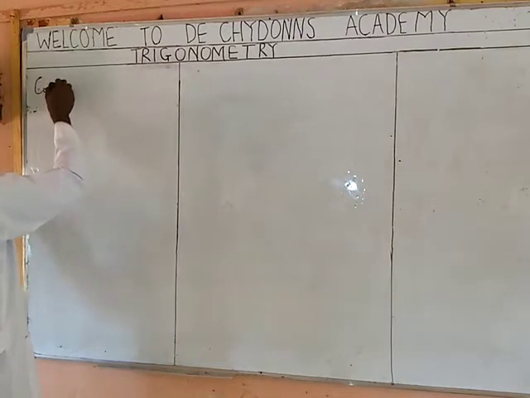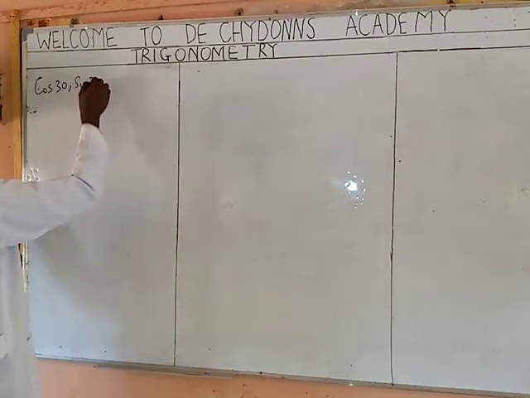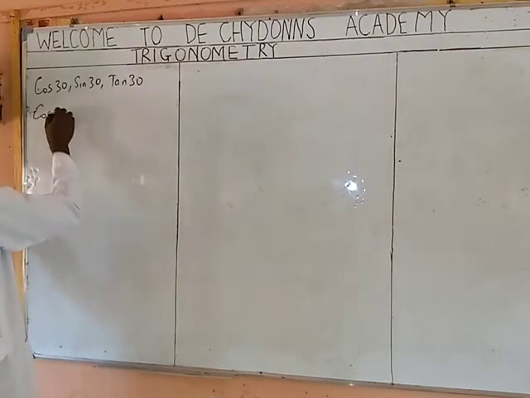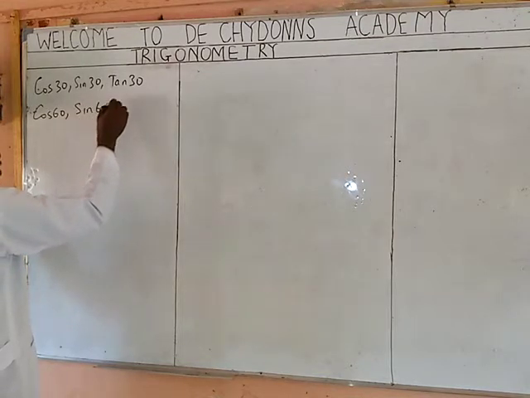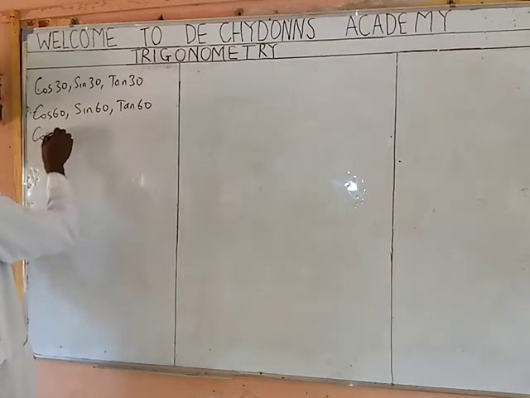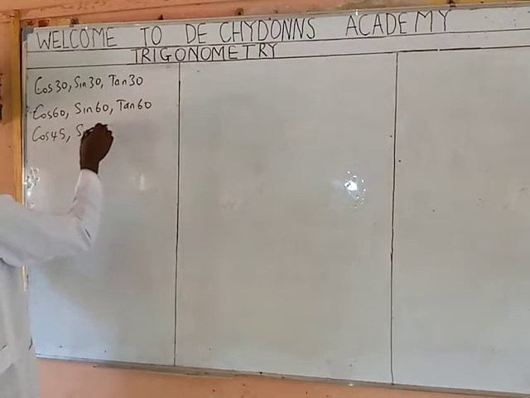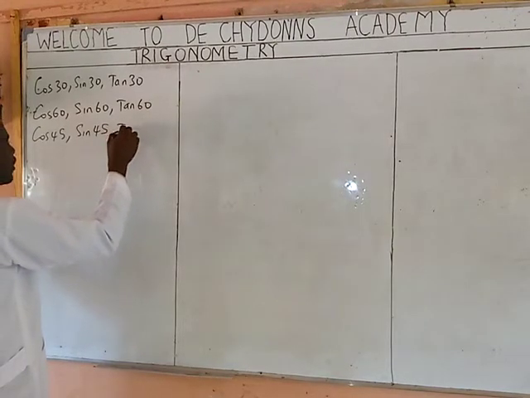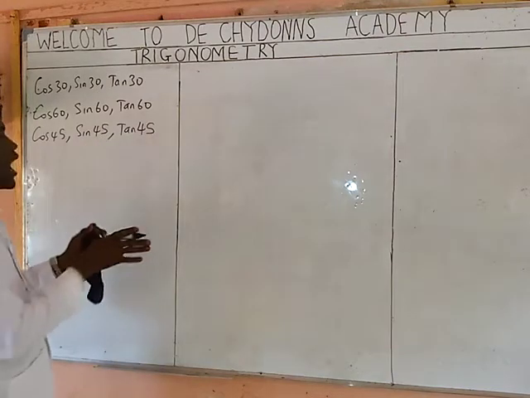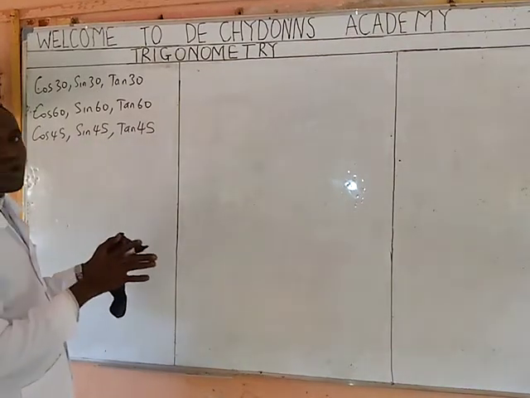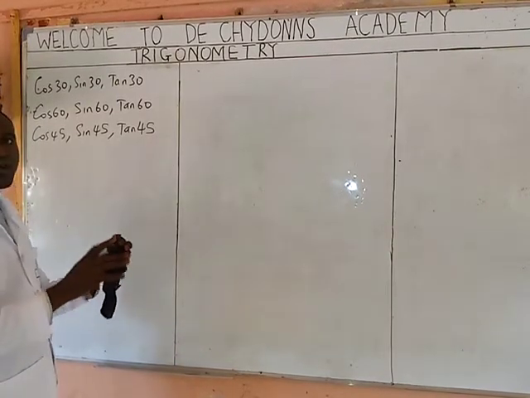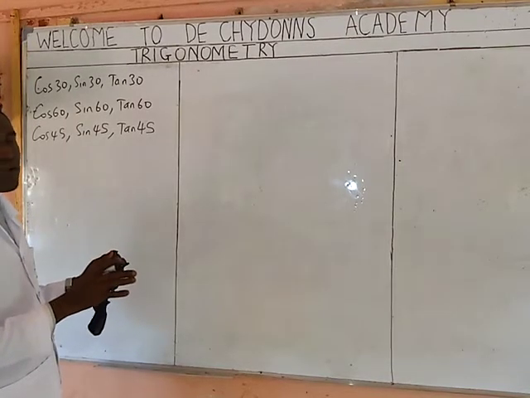Examples of those special angles are cos 30, sin 30, tan 30. Then cos 60, sin 60, tan 60. Then cos 45, sin 45, and tan 45. We want to derive these angles first. After that, we go to the graph of sine and cosine, and see how we can also use the graph to interpret the angles there. Okay?